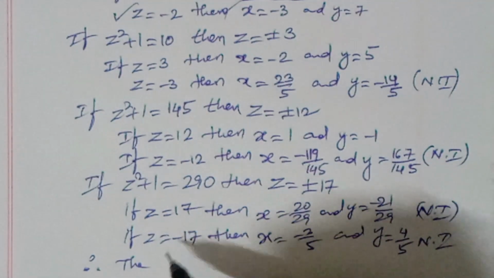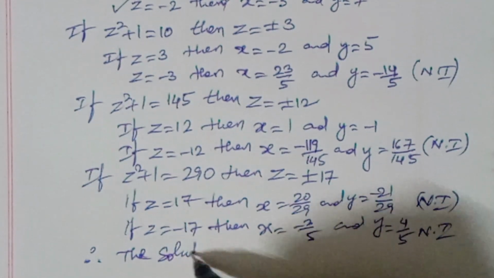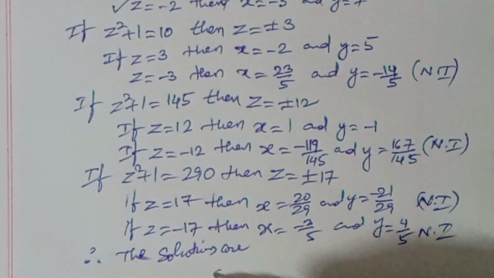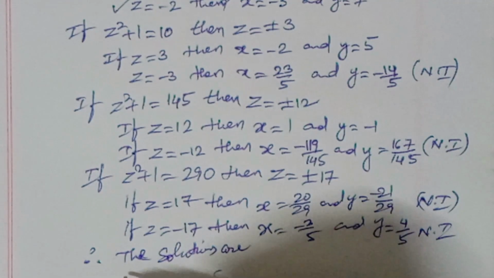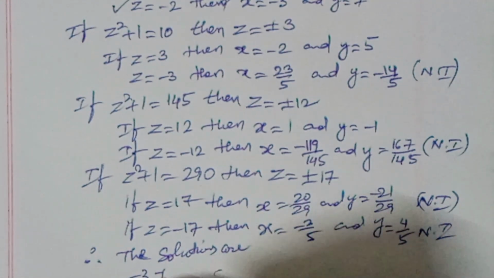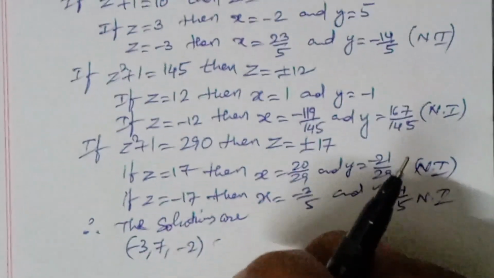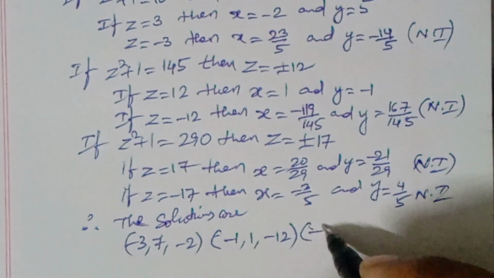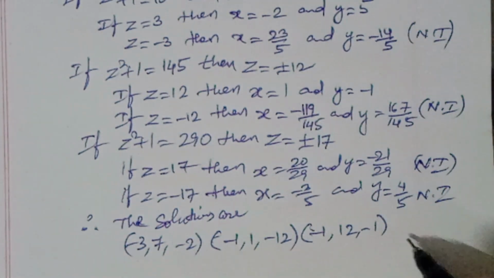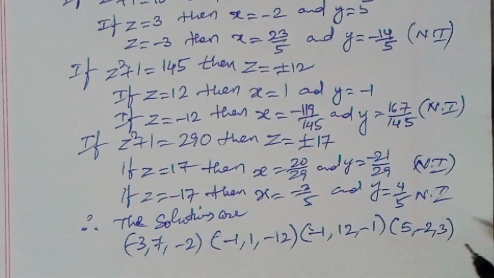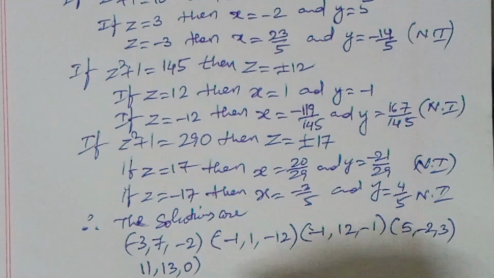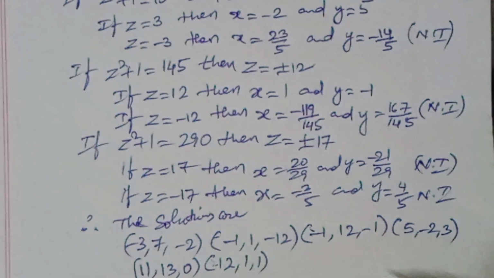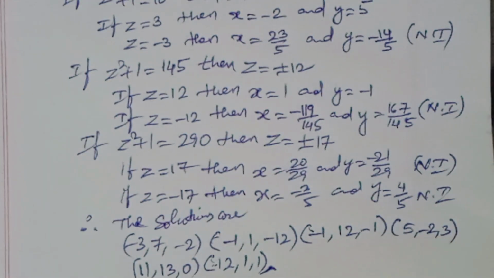Therefore, the solutions are, you can check, what you are getting here: minus 3, 7, minus 2; minus 1, 1, minus 12; minus 1, 12, minus 1; 5, minus 2, 3; 11, 13, 0; and 12, 1, 1. So these are the six integer solutions to this problem.